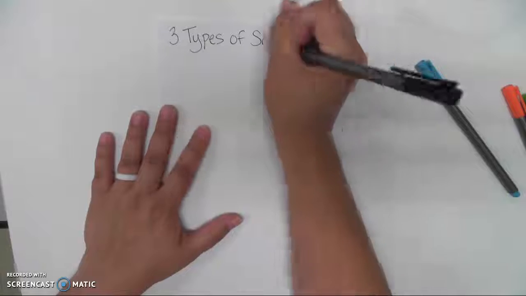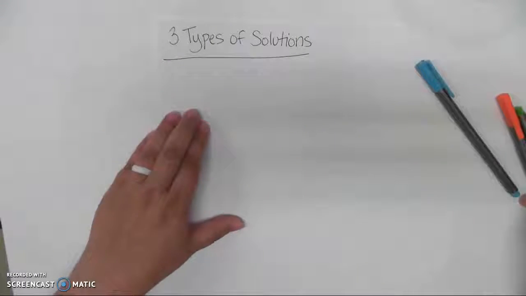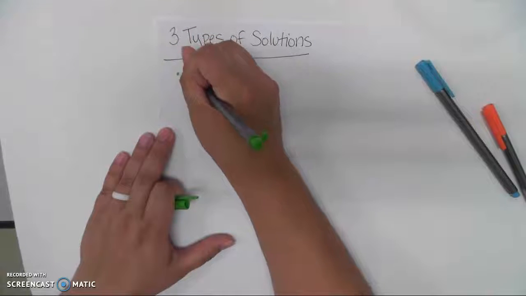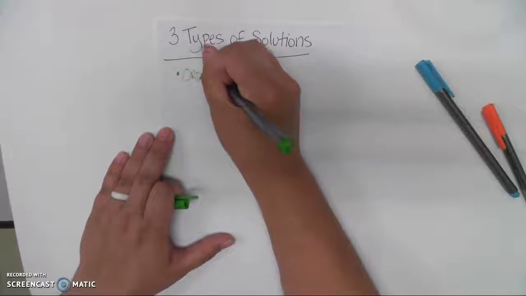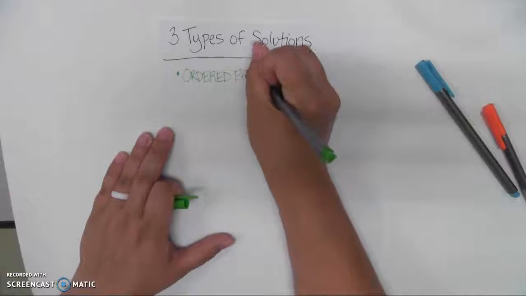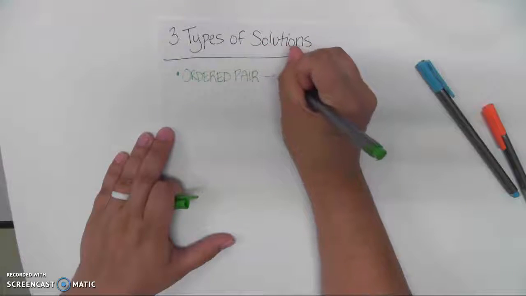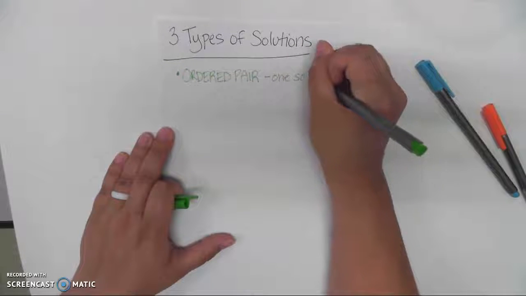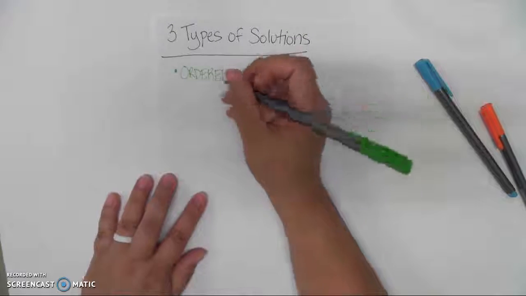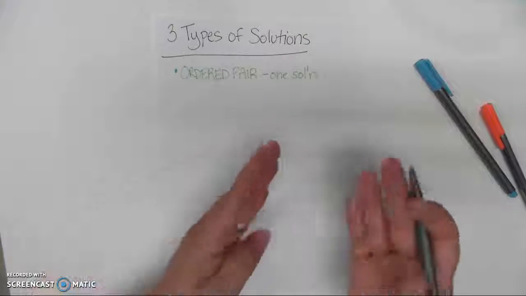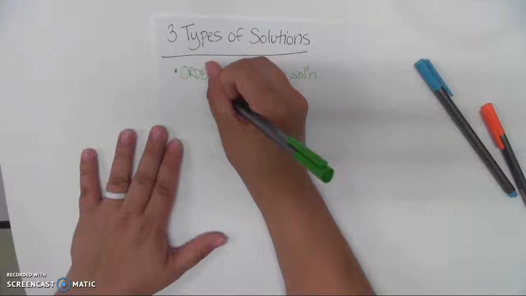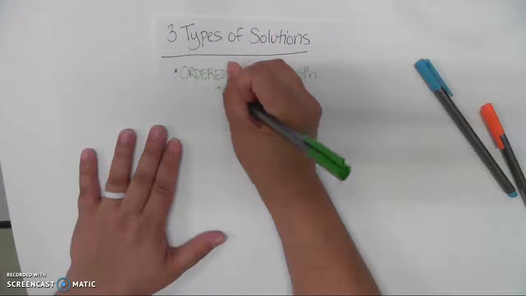So like I mentioned, the first type of solution is an ordered pair, or one solution. Okay, so that's going to be if you have two lines that have different slopes, so that eventually they'll intersect. So different slopes.